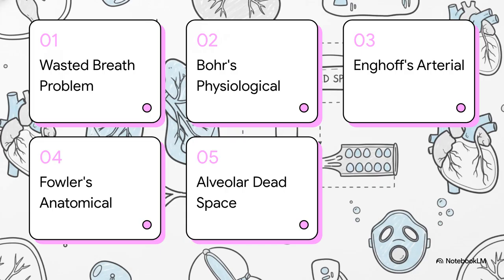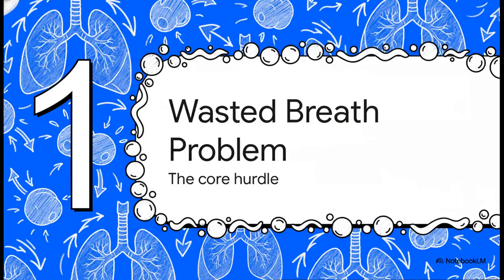1. The wasted breath problem. 2. Bohr and physiological space. 3. Enghoff's arterial modification. 4. Fowler's anatomical dead space. And 5. Calculating alveolar dead space. Okay, Section 1, the wasted breath problem.